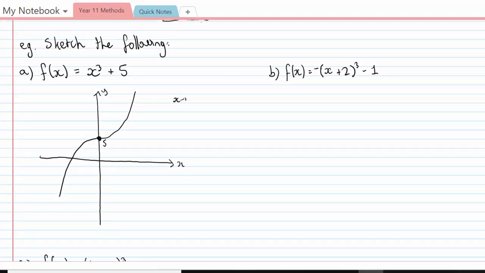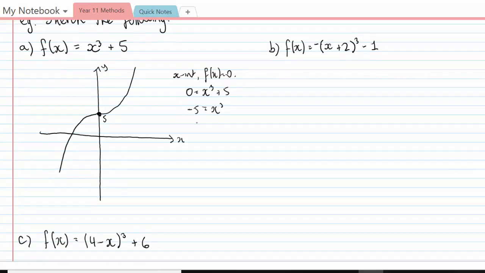So if I do that, we make f of x equals 0. That means 0 equals x cubed plus 5. So we can take away 5 on both sides, and then we can take the cube root of both sides.